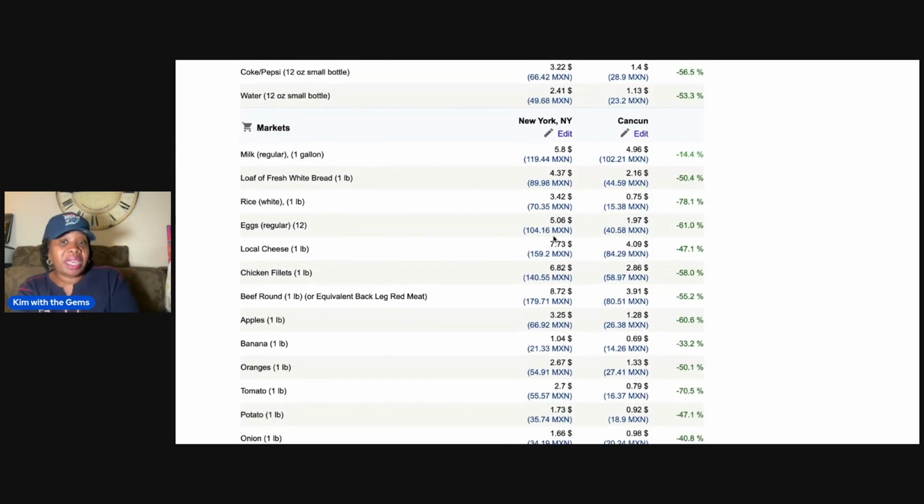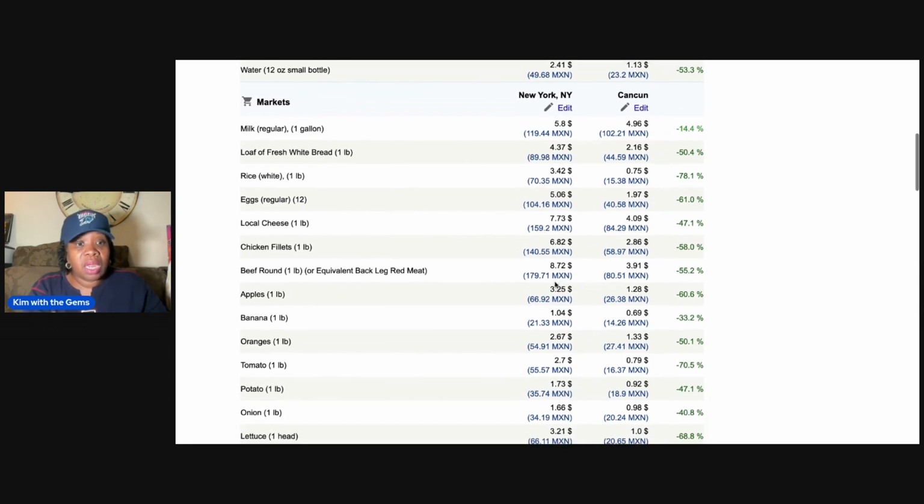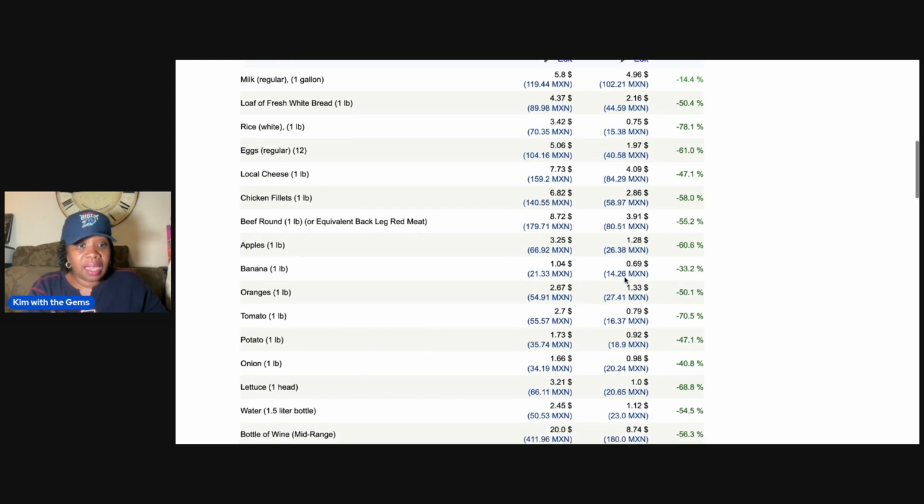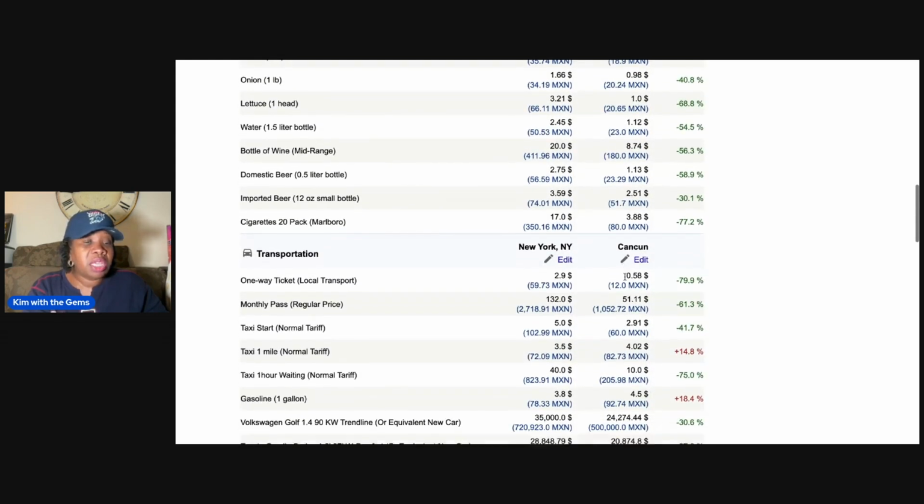Let's talk about eggs now. I was in the store yesterday and the eggs were much higher than this. They were like $7 and change. But let's just go with this because maybe it's not updated today, that same $5 carton of eggs will be $2 in Cancun. Bananas, a pound, $1 in New York, 69 cents in Cancun. Transportation, and you could keep reading this.